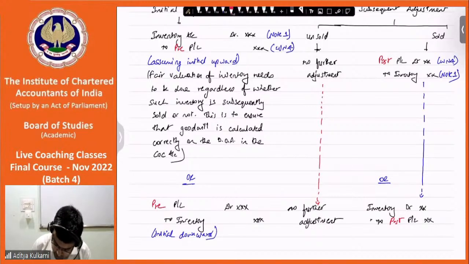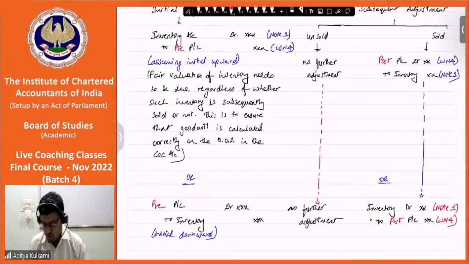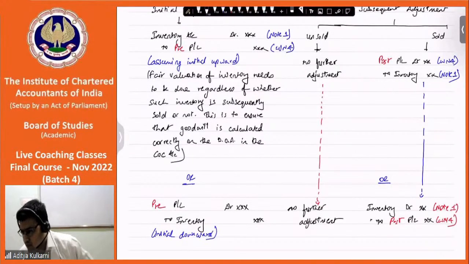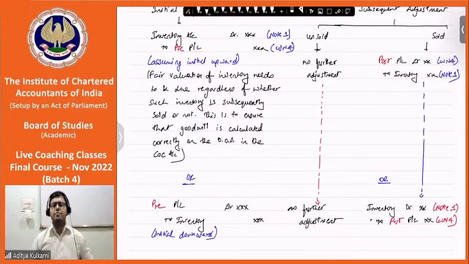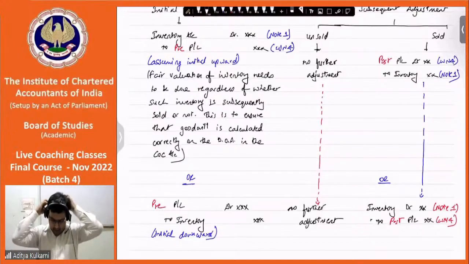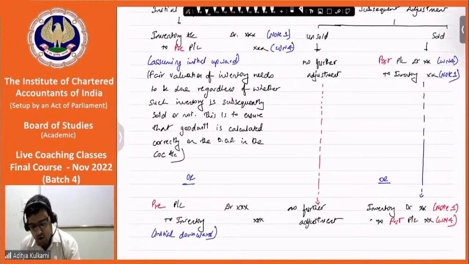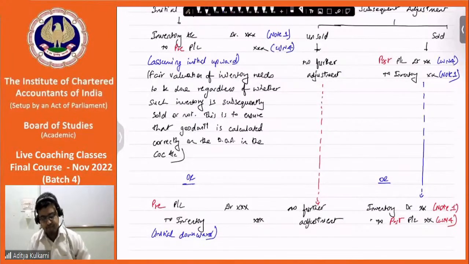Okay, so this is note 1. This is working note 4. Okay, so that takes care of your adjustments related to inventory. Okay. That takes care of fair value adjustments related to inventory. Okay. All right.